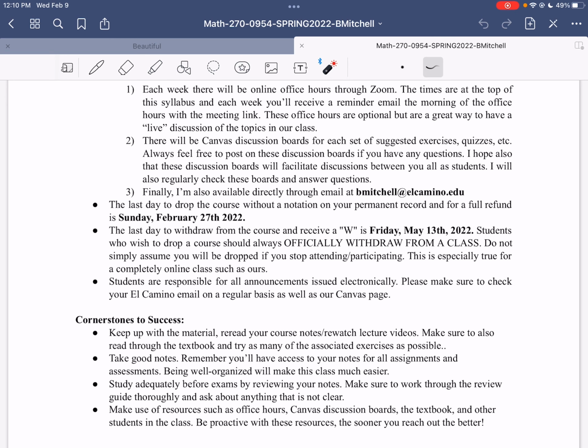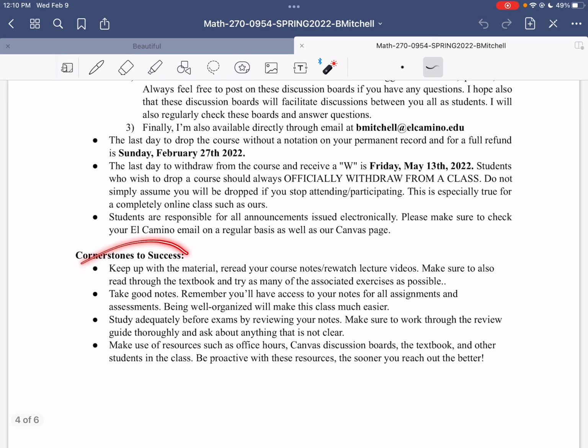So to let you know about things as they're updated, but make sure you're checking those things regularly to make sure you're aware of all the things happening in our course. All right, last thing on this page is just some cornerstones to success. These are just general recommendations to doing well in this course overall. A lot of these I think apply in probably most classes, but I just want to say a few things here about our class in particular.